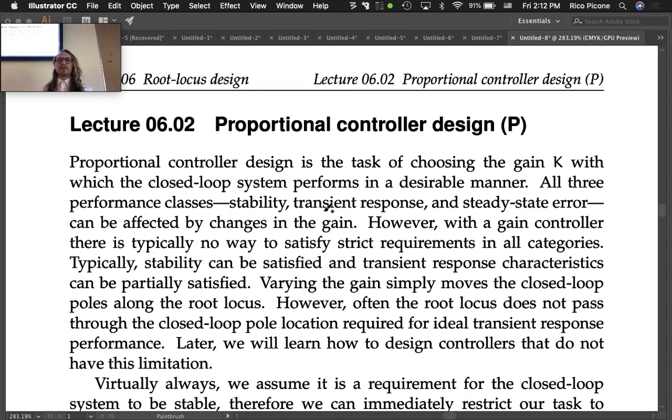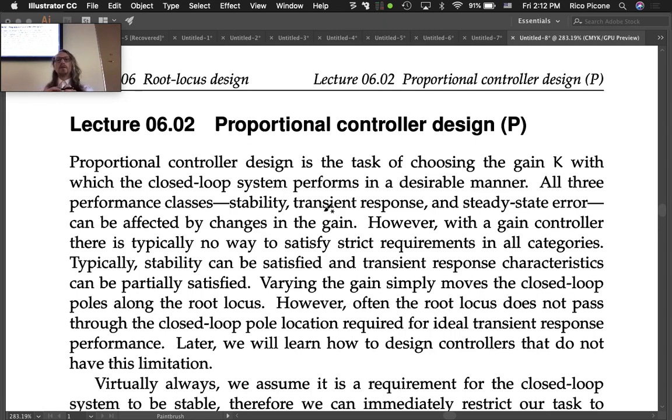All 3 performance classes, stability, transient response, and steady state error, can be affected by changes in the gain. That closed loop pole location is very important and affects all 3 of those categories. However, with the gain controller, there is typically no way to satisfy strict requirements in all categories. All we can do is move along the root locus, right? So we are limited to that.